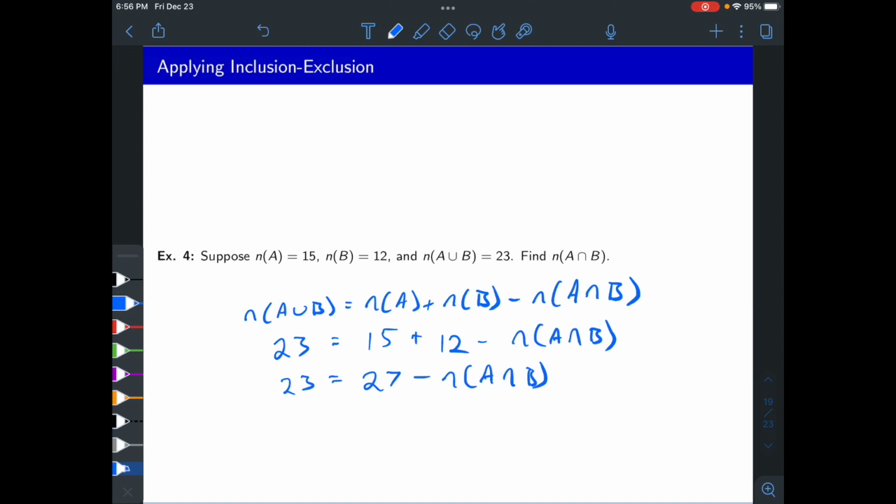And then solving for that, what do I have to subtract from 27 to give me 23? I have to subtract 4. So n of A intersect B is equal to 4. There are 4 things in A intersect B.